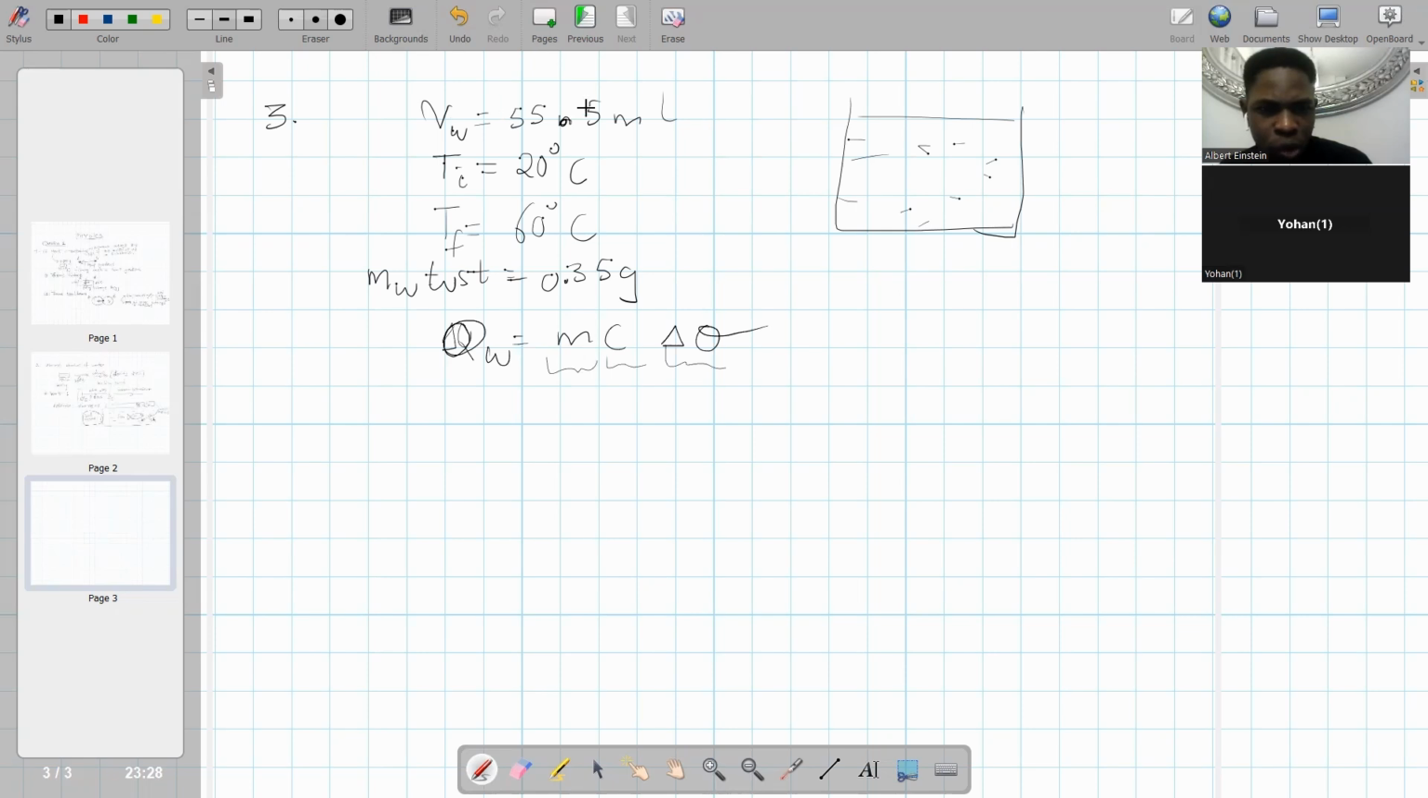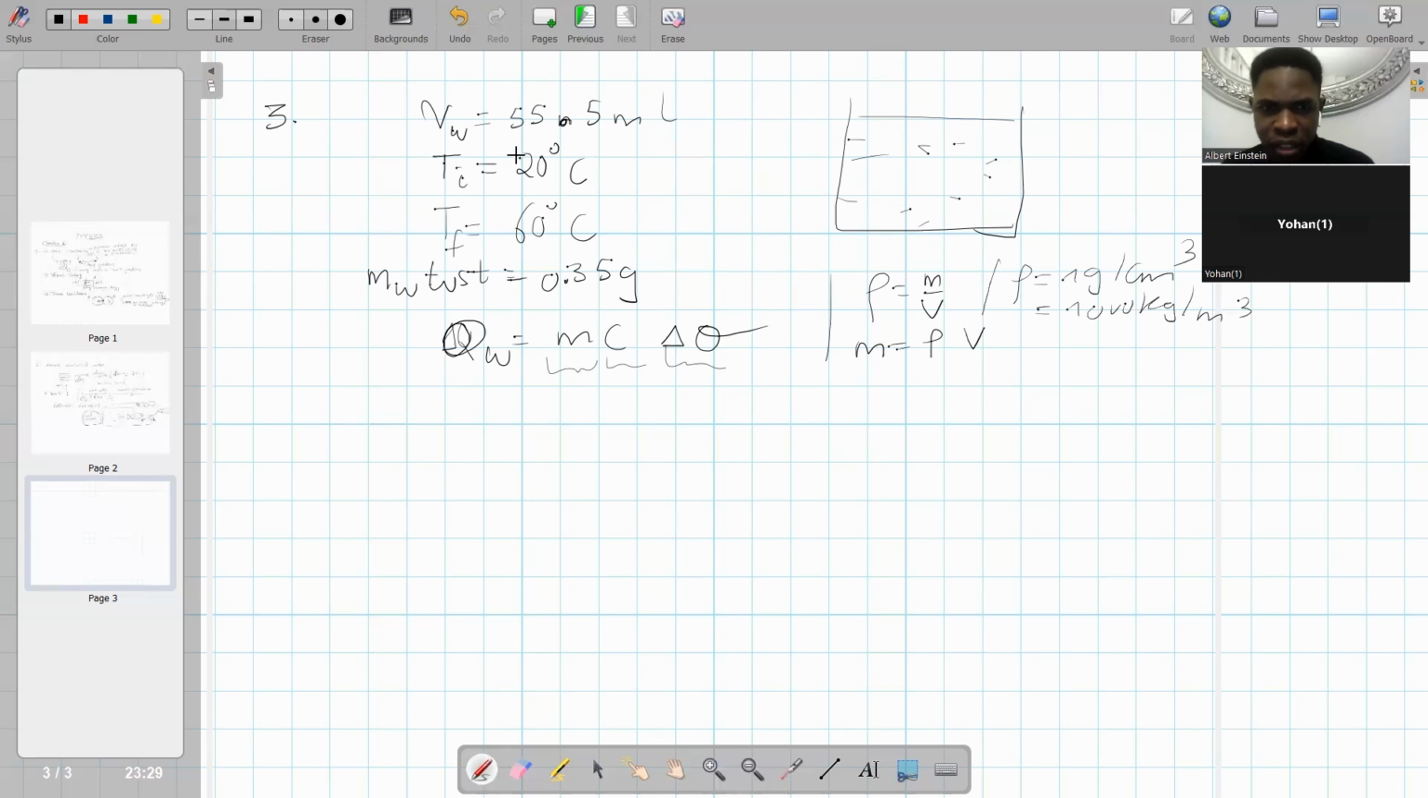Wait, we know the volume of water that was in the container. So we can try to estimate the mass of water that was present in that container, since we know the density. But you don't know the mass of the container. But we are dealing with water, not the container. Ah, okay. If we know the volume, we can calculate the mass. We know the density of water, it's a constant. Water has a density of 1 gram per centimeter cube, or 1,000 kilograms per meter cube. That's the density of water.